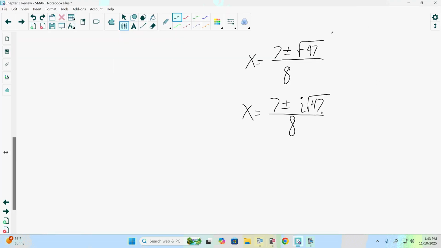So that tells us that the square root of negative 47 is i square root of 47. We get this here. On top, 7 and i do not have like terms, let alone 7i and 8. So this is as simplified as it gets.